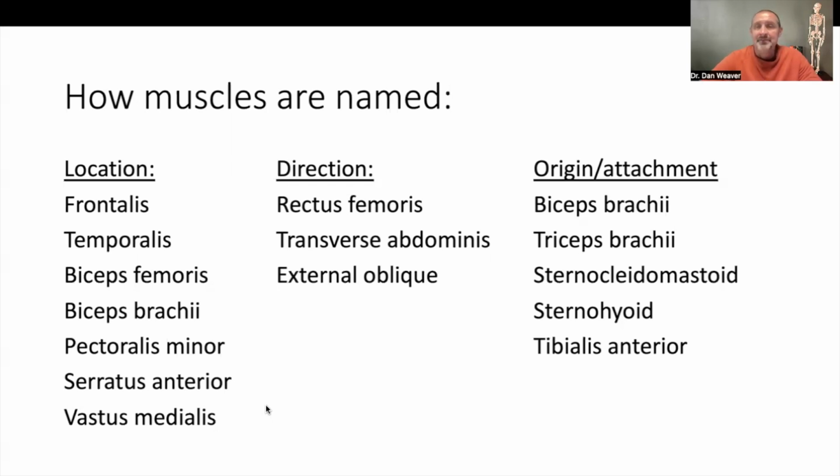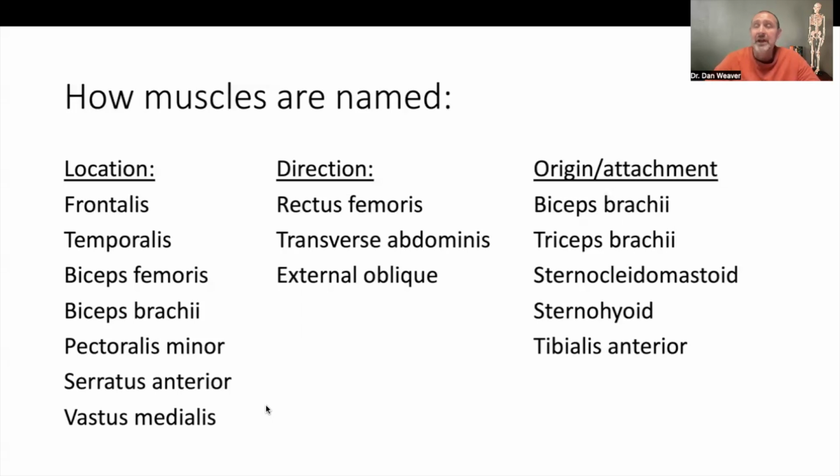So look at this list for location. You might recognize some of these body regions and maybe even bones, like frontalis. Right here in the front, it's a muscle. The IS at the end indicates that. Temporalis, right here on the temporal bone. Biceps femoris is in the femoral region, whereas biceps brachii is in the brachial region. So these muscles have names that are associated with their location.